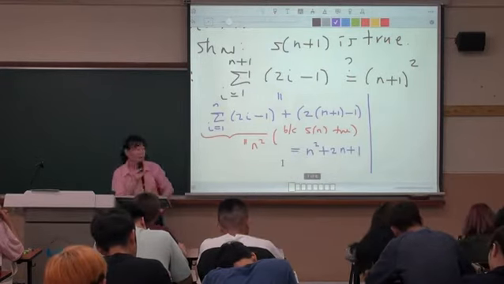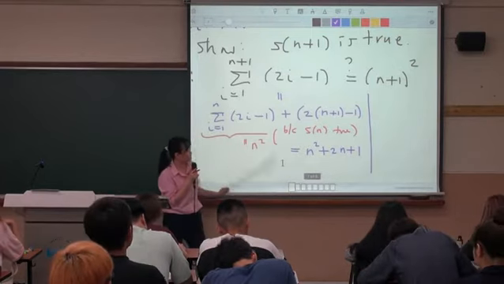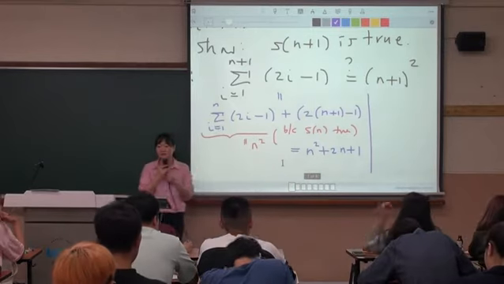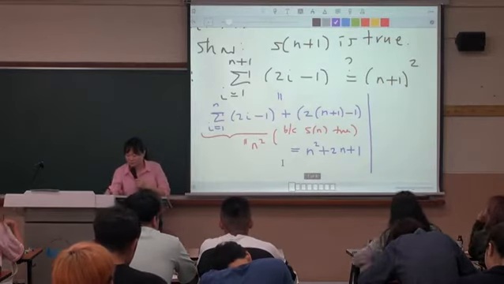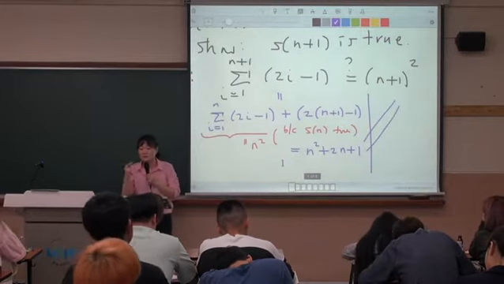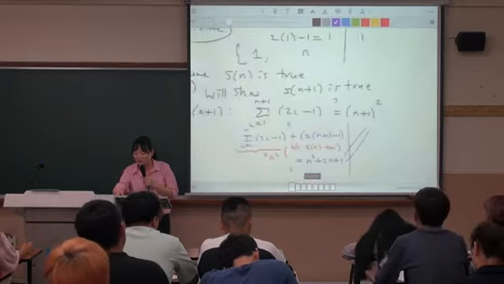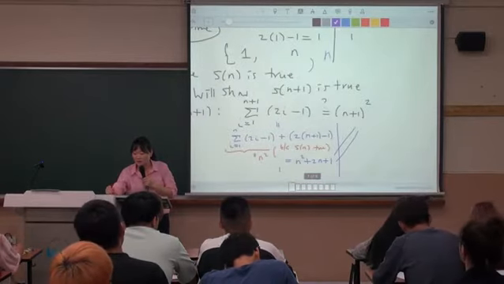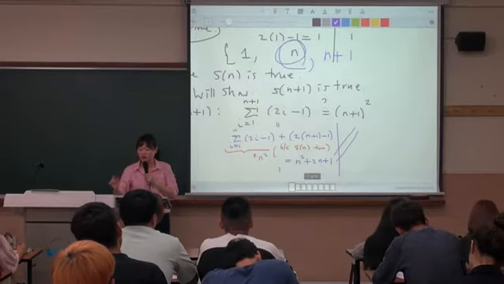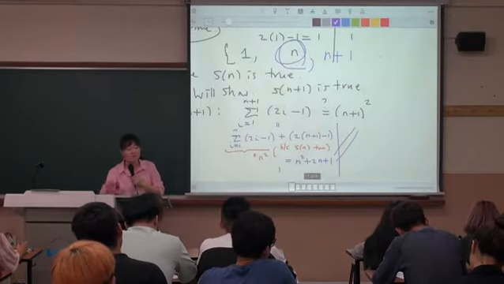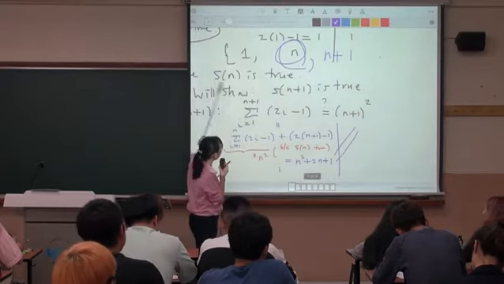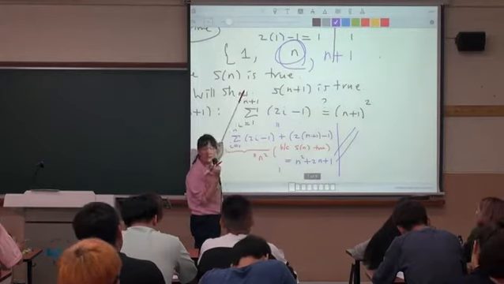Agree? Yeah, if I simplify everything. And is there indeed n plus 1 quantity squared? Yes, it is. So what does this tell you? What are we saying here? If n is there, n plus 1 is also there, for any n. So this can generate the set of all natural numbers. So we can say S of n is true for every positive integer n.